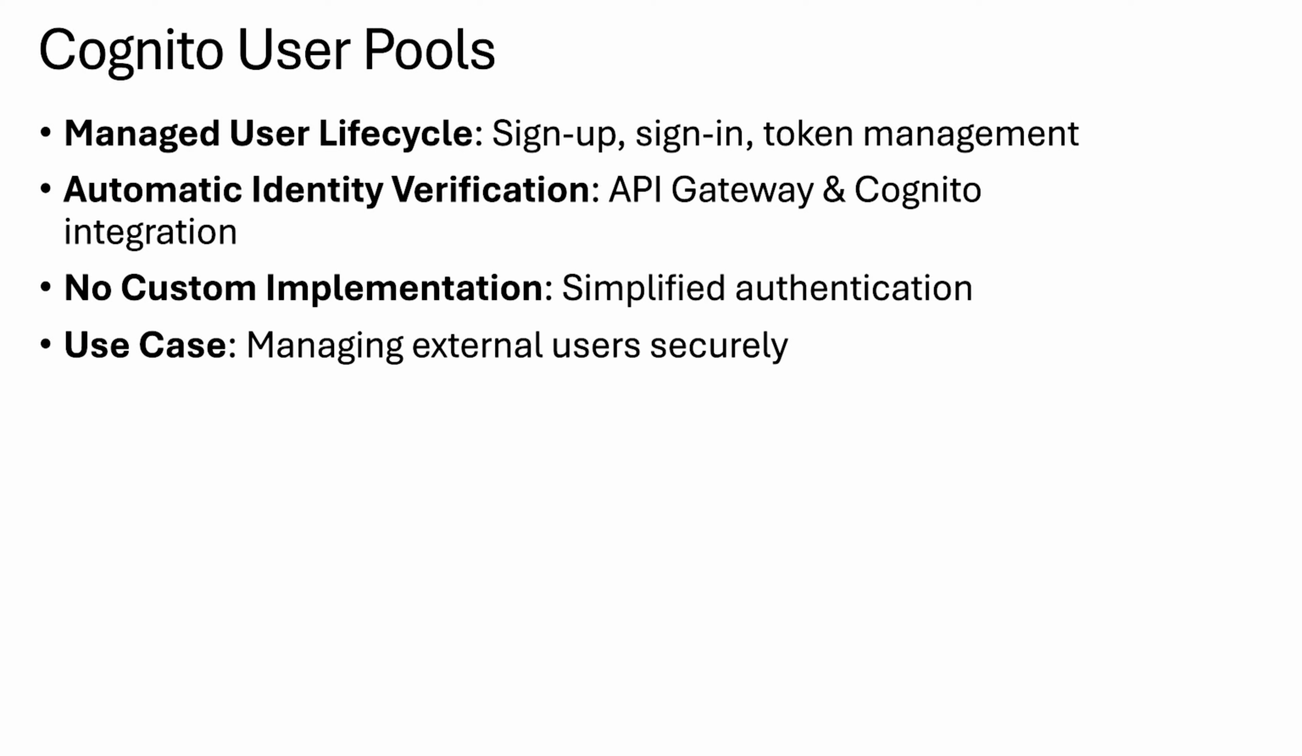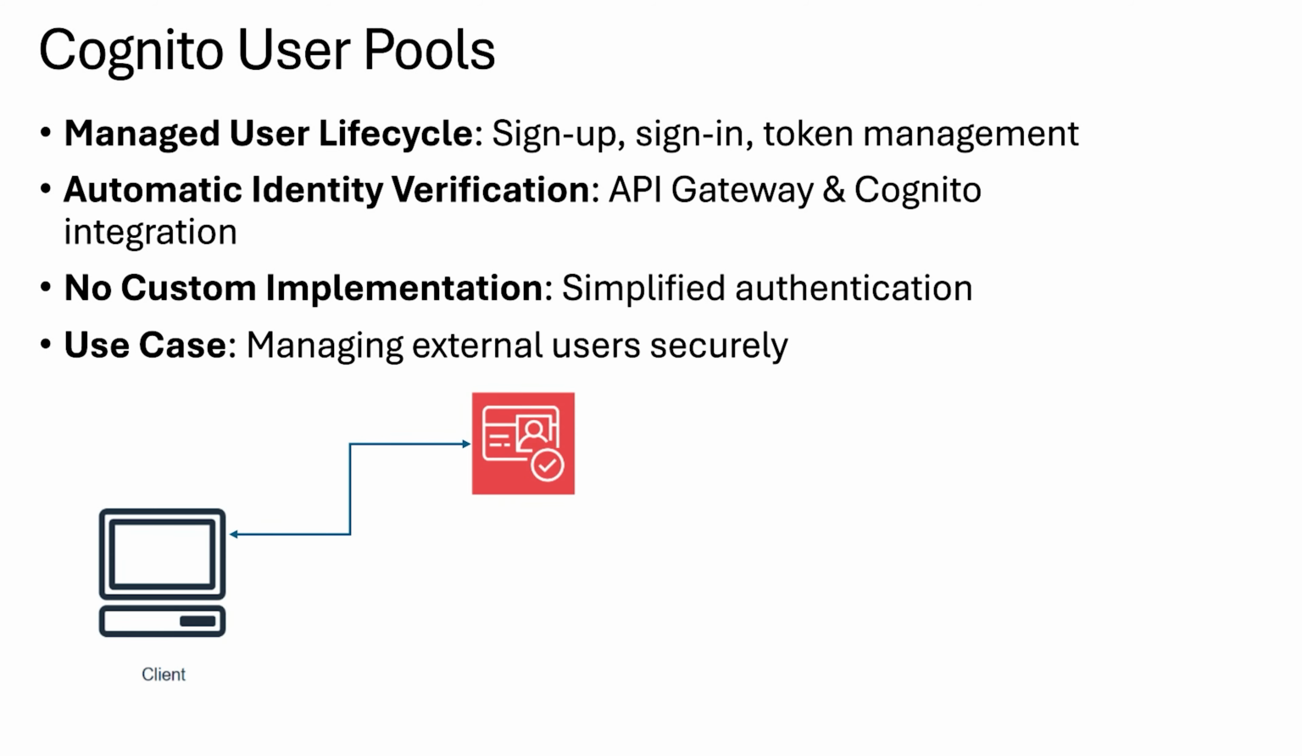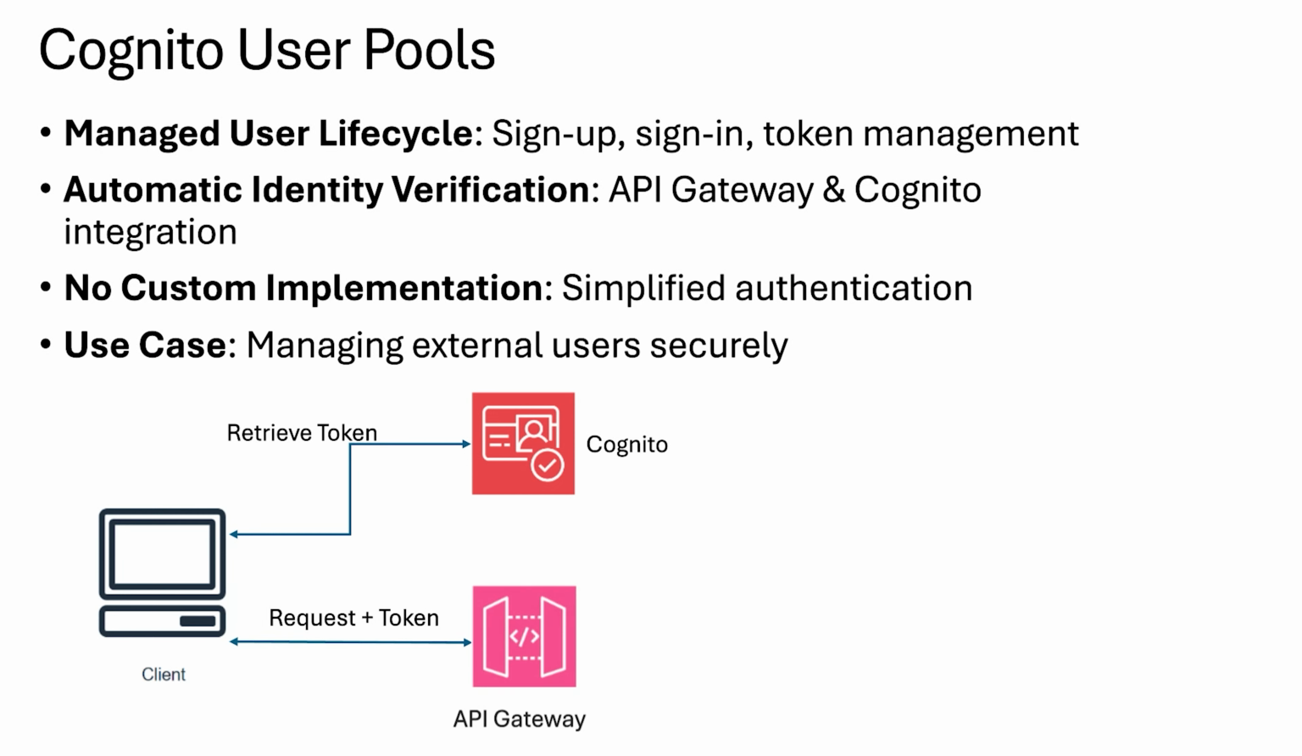Okay, for your clarity, I am showing a flow diagram. If you see here, we have a client, and the client is validating himself against Cognito. First he will hit the Cognito service and get back the token. Then he frames a request with this Cognito token and sends it to API Gateway.